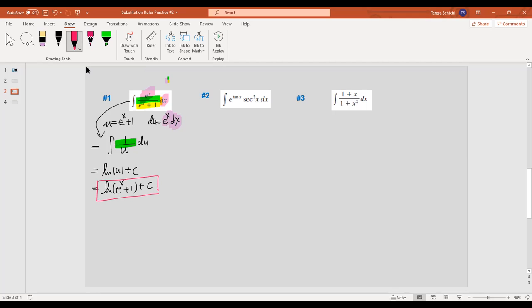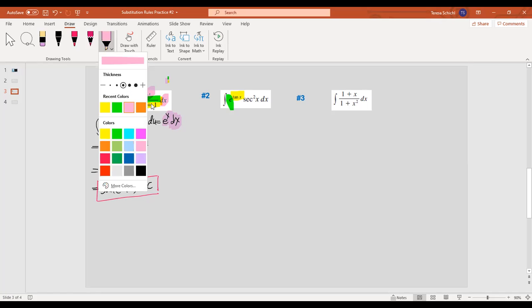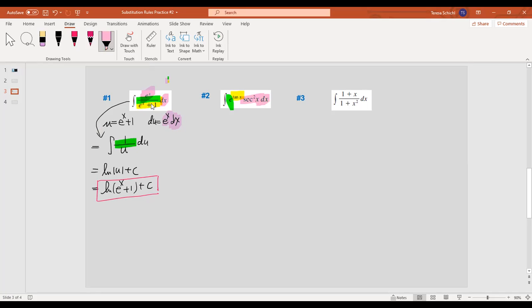Now let's take a look at the second one. You have a tangent and you have a secant. Immediately let it register to you that the derivative of tangent is secant squared. So here you say, maybe my function will be the exponential function and my u will be tangent. After you mark it, the remaining terms are secant squared and dx. Let's see if this will work.